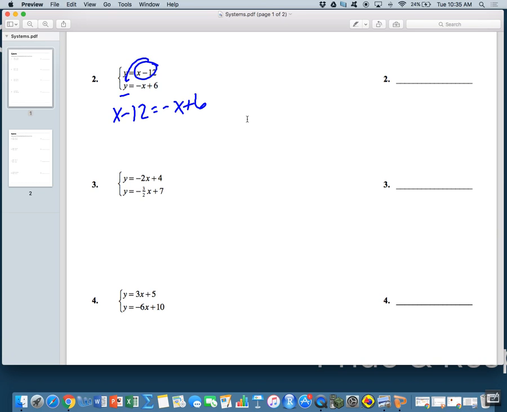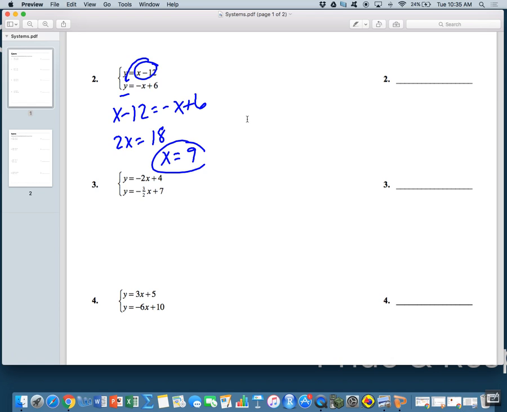Okay, so if I add x over here, I get 2x. If I add 12, I get 18. So 2x equals 18. Divided by 2, that gives me x equals 9. How do I find y? Plug it back in.